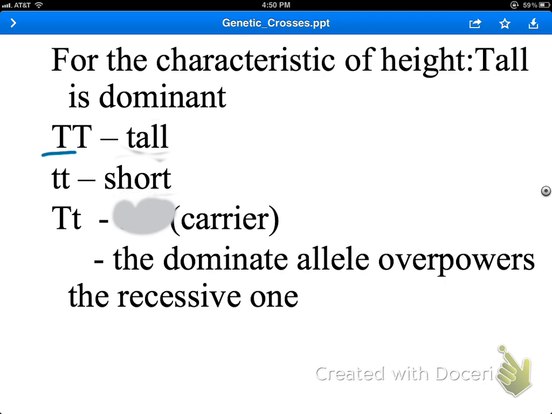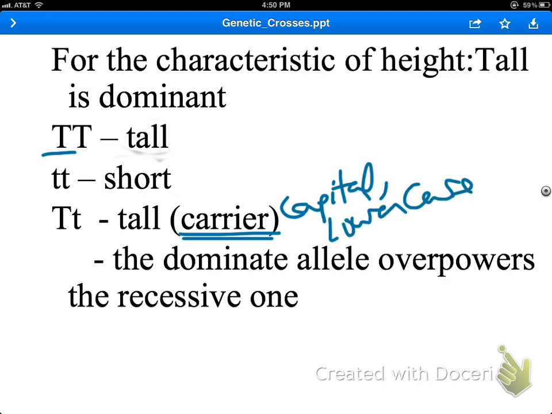This last situation is when you get a tall allele and a short allele, and as a result, the tall is going to dominate the short, and you will have the trait of being tall. This is also known as a carrier. This is an important word that you're going to see over and over again. So a carrier is when the genotype, the letters that we're using to represent the trait, one is capital and one is lowercase. Okay, so whenever you have this situation, the dominant allele will overpower the recessive one, and it will have that characteristic of that dominant trait.